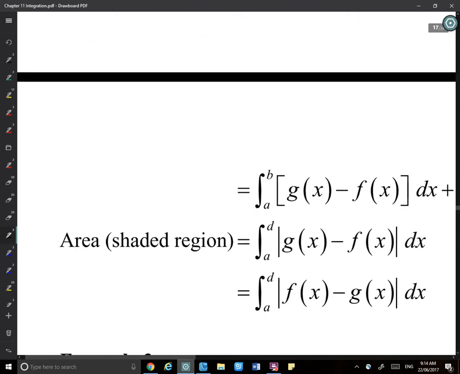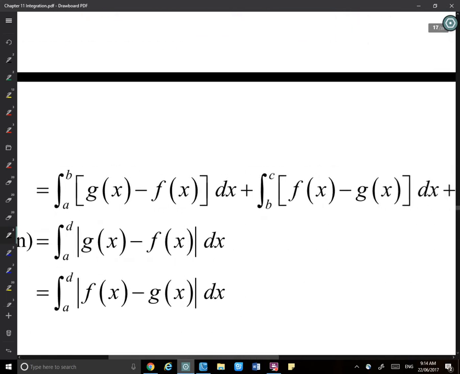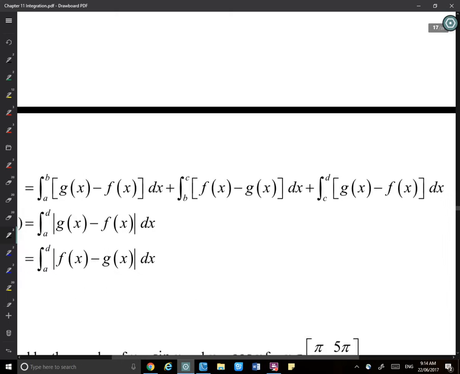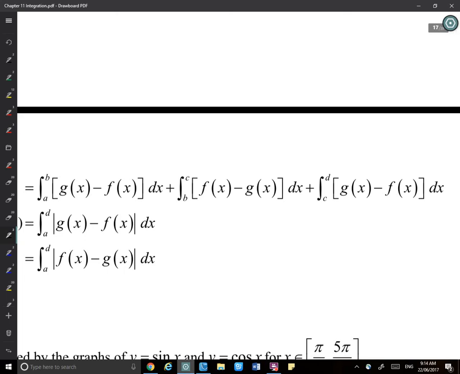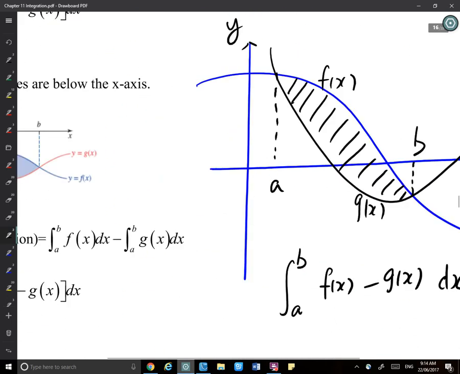So you will have something like that. Okay, this long expression here: gx subtract fx first, then fx subtract gx, and then gx on top again. Okay, the calculator is wonderful again. Why? Because it doesn't matter. You just want to see where the region you want is.